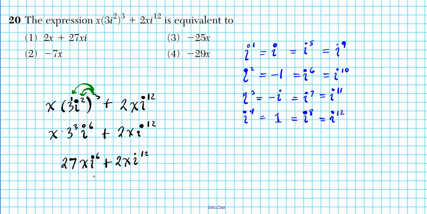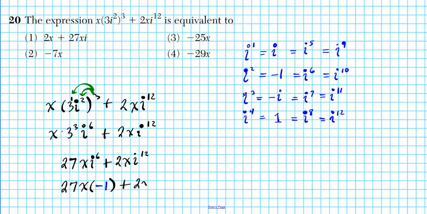Now, what was the rule we talked about earlier? I cannot have a power that's greater than 1. If it does, you have to simplify it, okay? Now, i to the 6th, check this out. i to the 6th is the same thing as i squared, because when you divide 6 by 4, your remainder is 2. So i to the 6th is equal to i squared, which is equal to -1. So we have 27x. Instead of i to the 6th, that has to be reduced to -1.